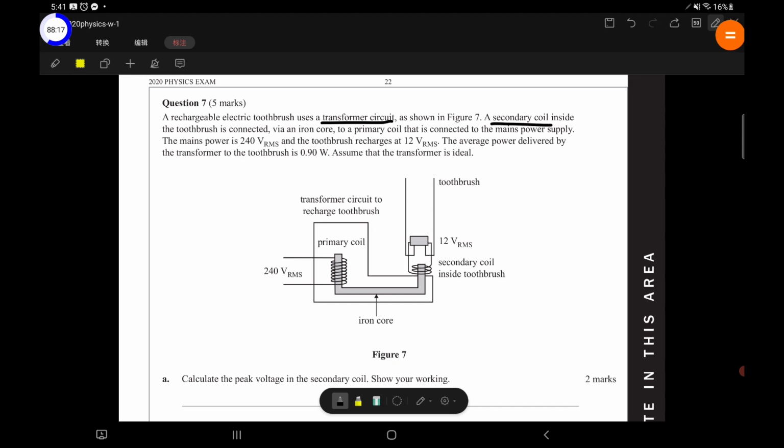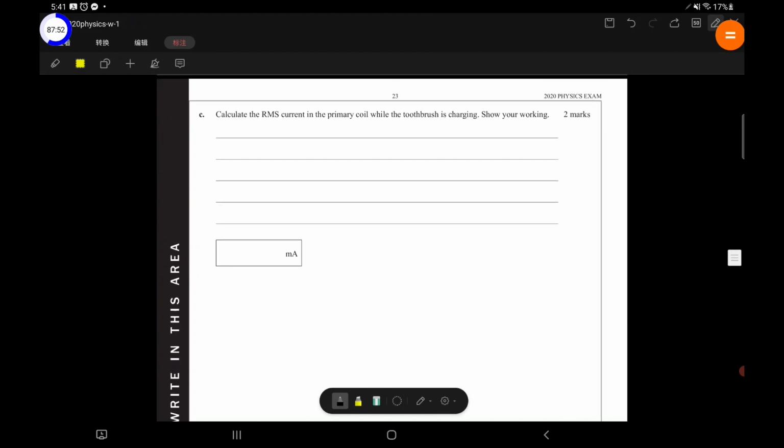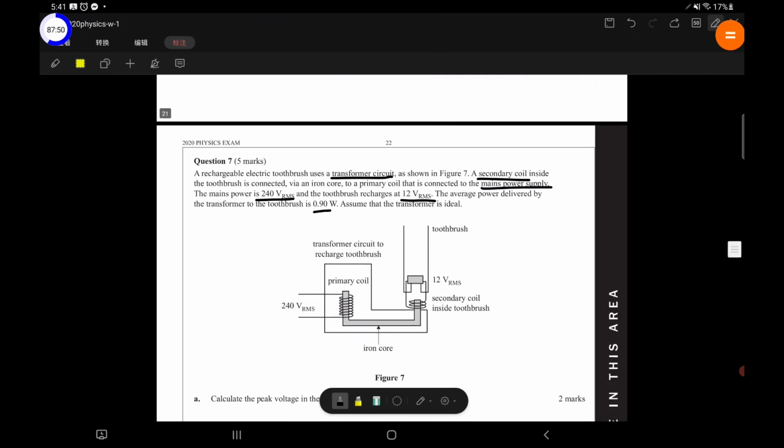The secondary coil inside the toothbrush is connected via an iron core to the primary coil, as you can see, which is connected to the main power supply. That was exactly what I was talking about. The power supply has this RMS voltage, and the toothbrush requires this 12 RMS voltage. The average power delivered by the transformer is 0.9 watts. We can assume the transformer is ideal, i.e. no power is lost.